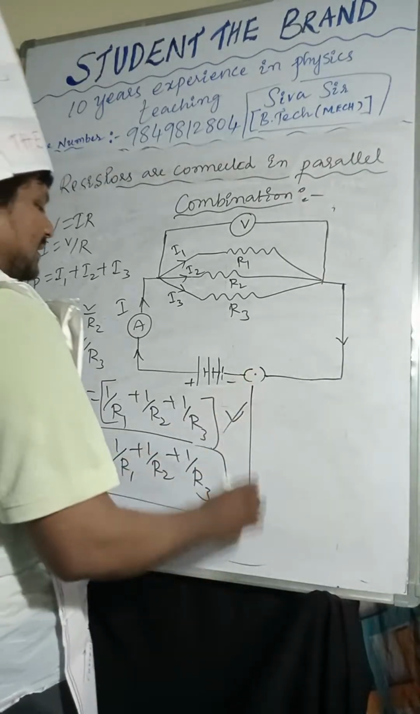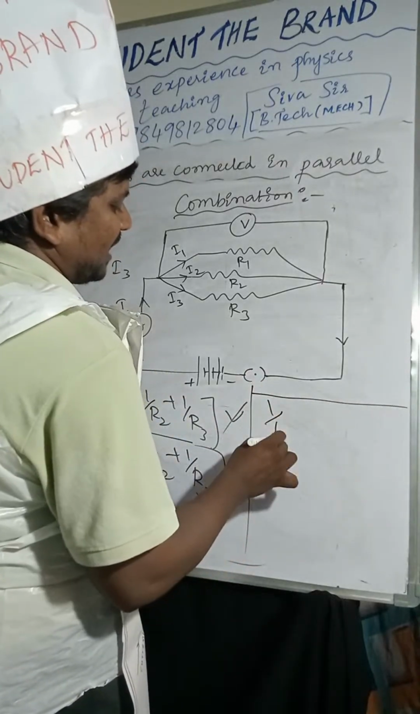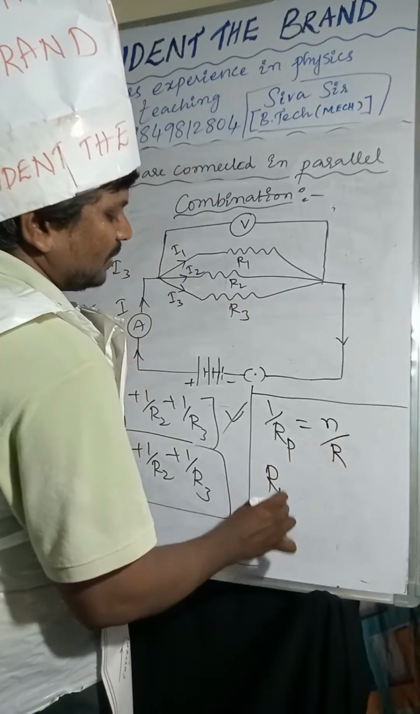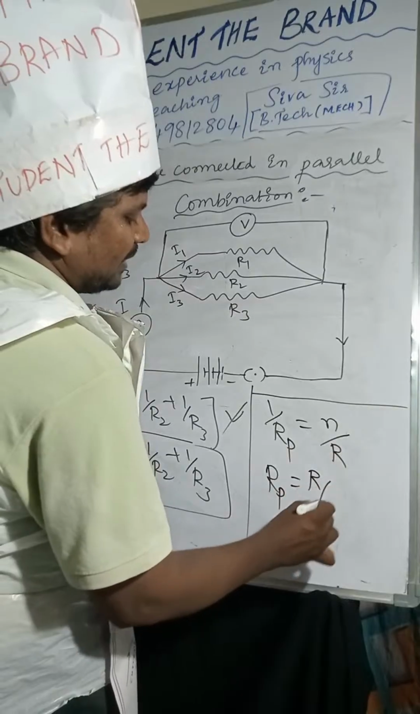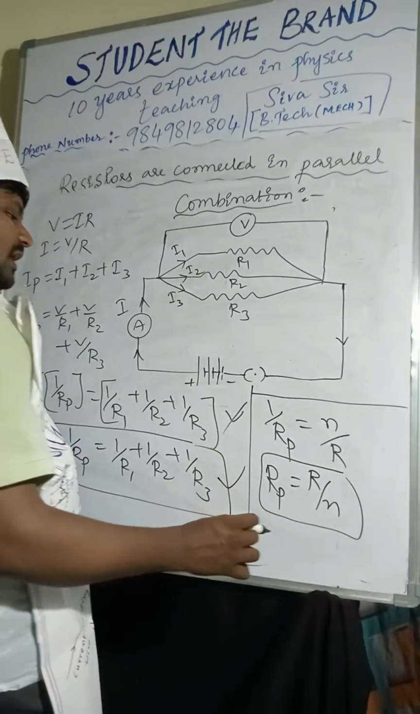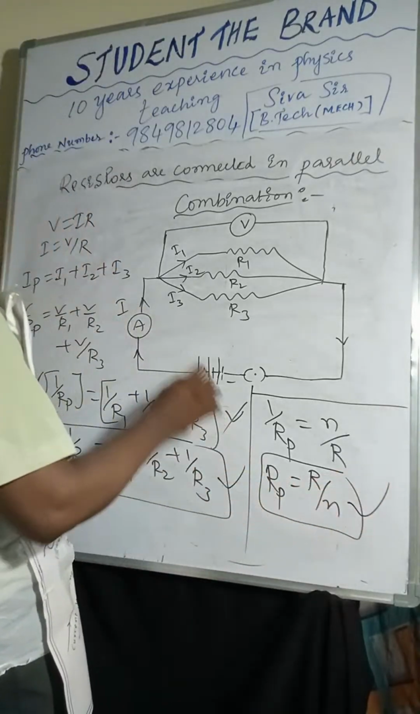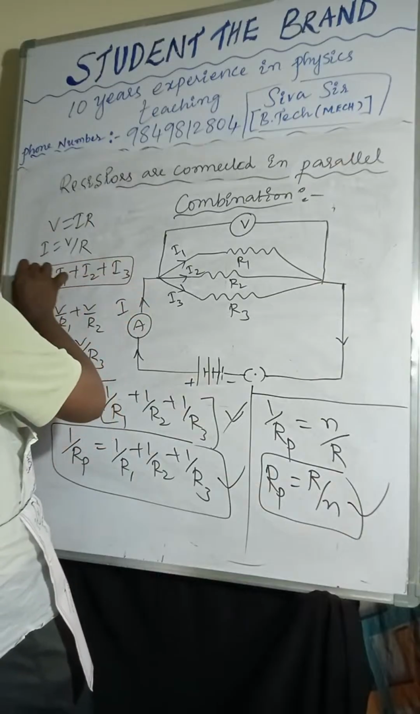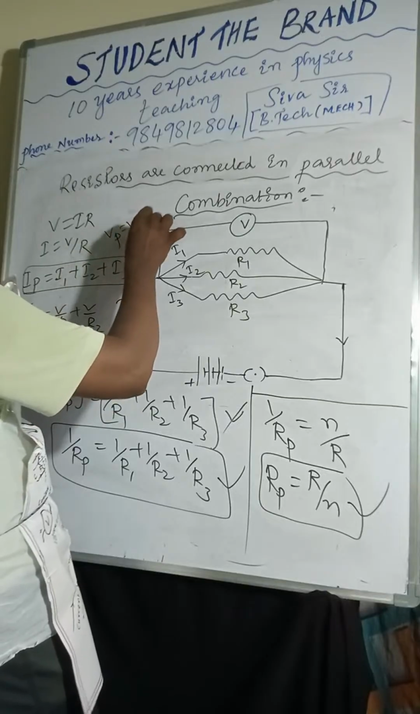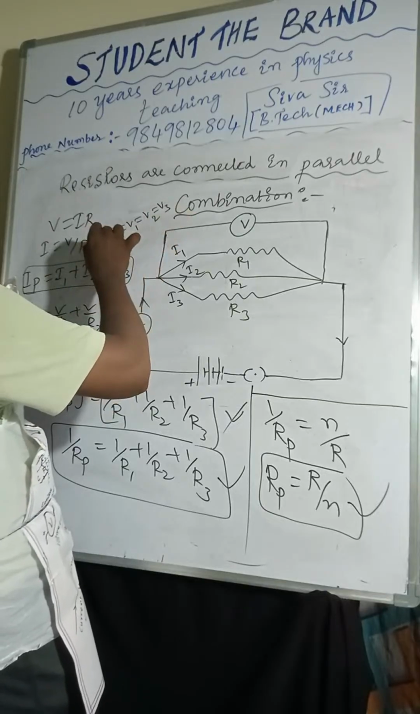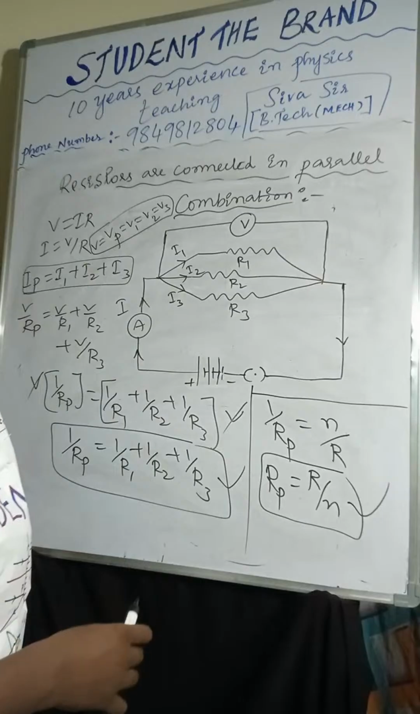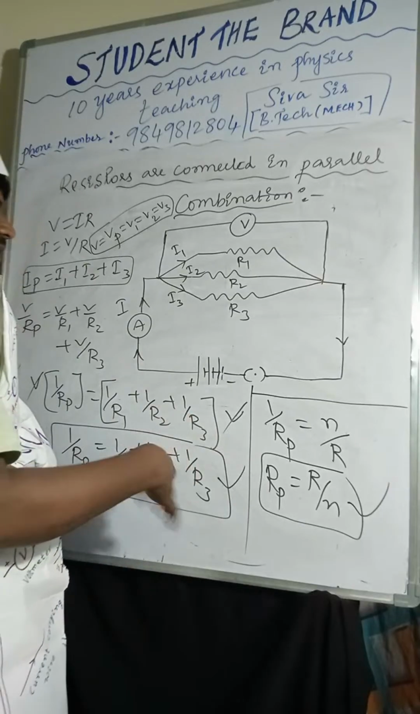If n number of equal resistors R are connected in parallel combination, 1 by RP equal to n by R, so RP equal to R by n. This is a very important formula. Related to this, one more question they will ask in the exam, and related to current is different. VP equal to V1 equal to V2 equal to V3 equal to V. Everything we were taking is V only, that's why we are cancelling V. Potential difference is common, so we are cancelling potential difference.